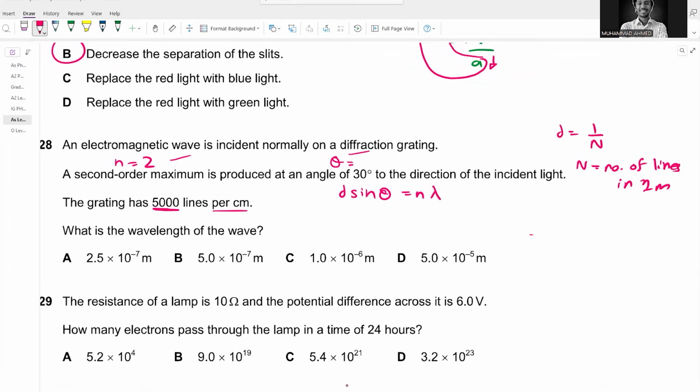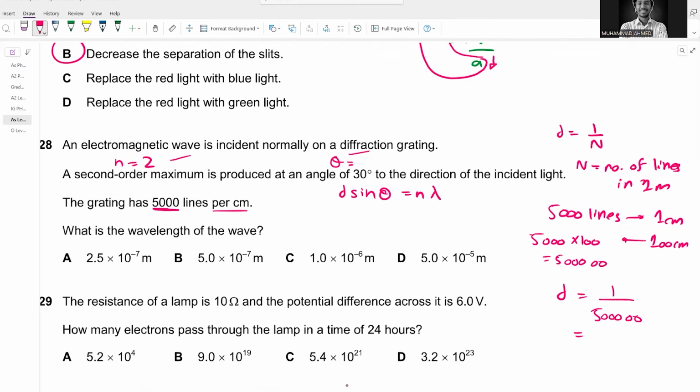बेटा 1 सेंटीमीटर में कितनी लाइंस हैं? 5,000 लाइंस इन 1 सेंटीमीटर. 1 मीटर में कितने सेंटीमीटर होते हैं? 100 सेंटीमीटर. How many lines in 100 centimeters? 5,000 into 100, that is 500000. Can you calculate the value of d? Yes, 1 divided by 500000. This comes out to be 2 into 10 raised to the power of minus 6.